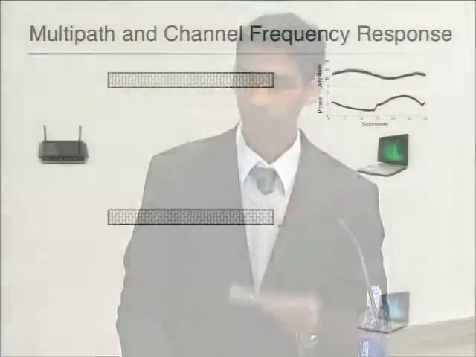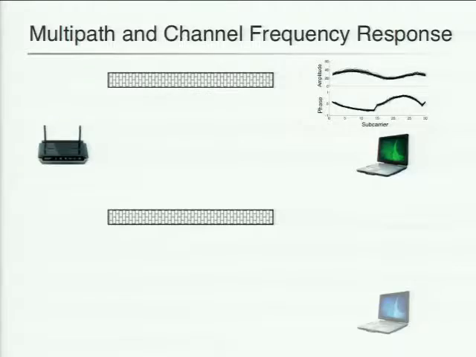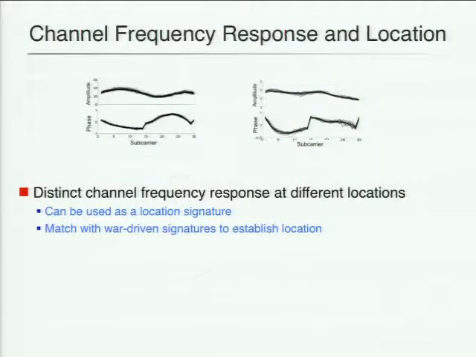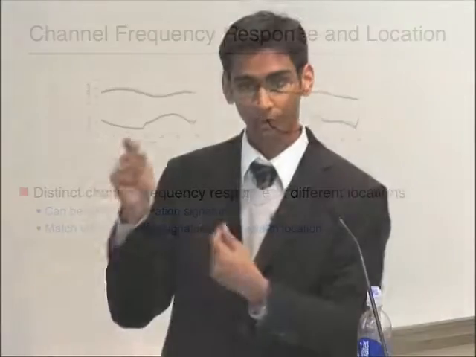Now, since the channel frequency response essentially depends on these reflections, if you go and measure the channel frequency response in some other location, you will find that these responses are different essentially because the reflections are different. So if these responses are different in different locations, that's good news in terms of localization, because it's possible to use these responses for location signatures.